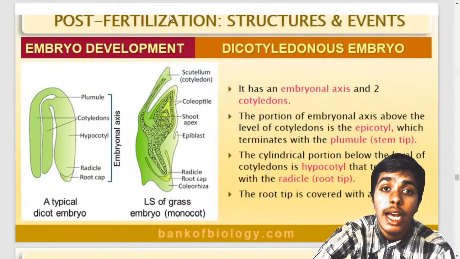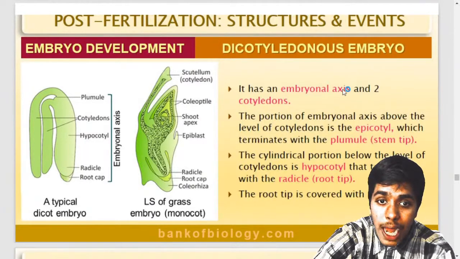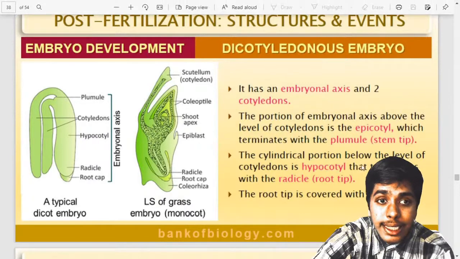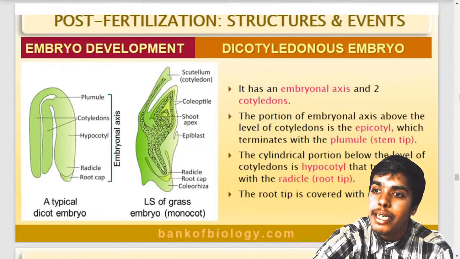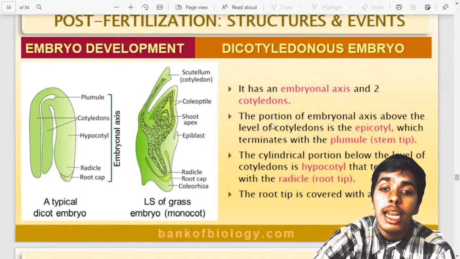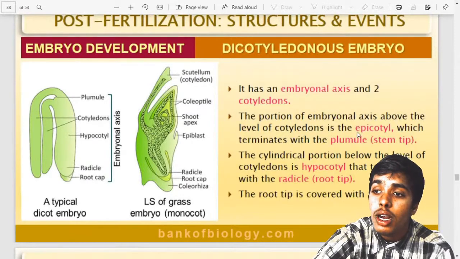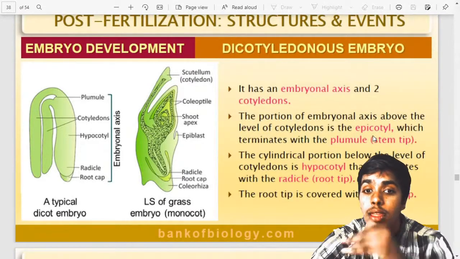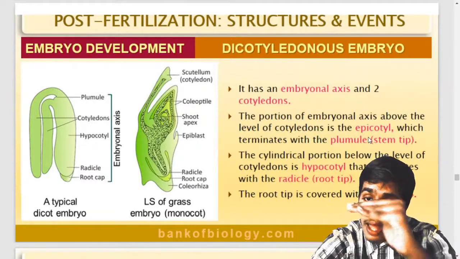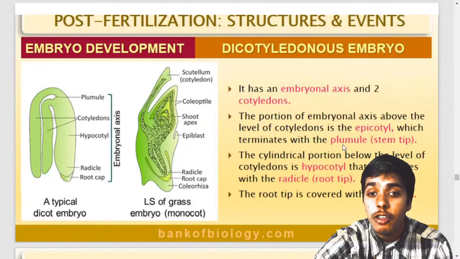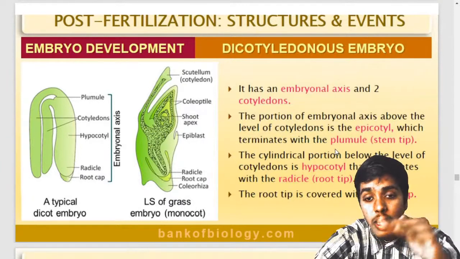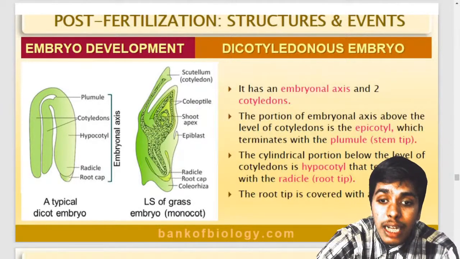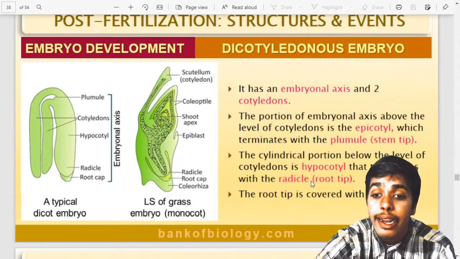Now, we are talking about the dicotyledonous embryo. It has an embryonal axis and two cotyledons. Two cotyledons means dicot, one cotyledon means monocot. The part of the embryonal axis above the level of the cotyledons is the epicotyl. Epi means above. Downward is the hypocotyl, which terminates with the radicle. The epicotyl will form the plumule, that is the stem part, and the hypocotyl will form the root tip. The root tip is covered by the root cap, but the root cap is absent in hydrophytes.